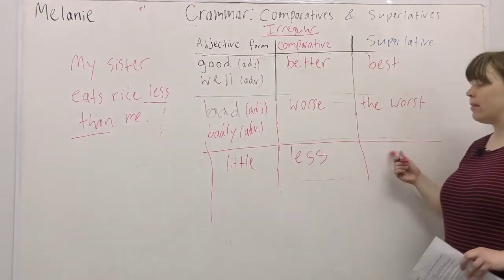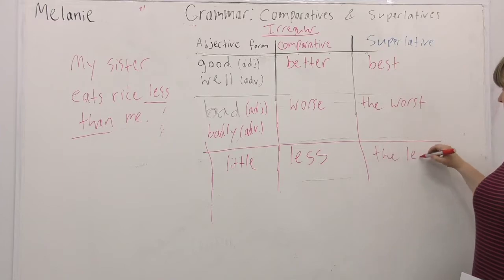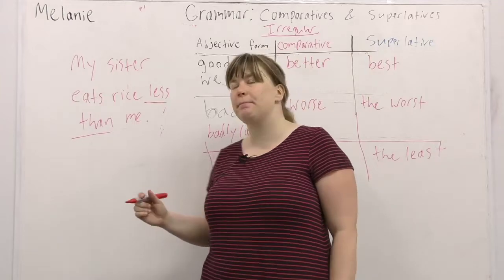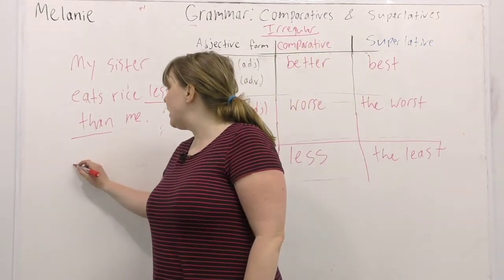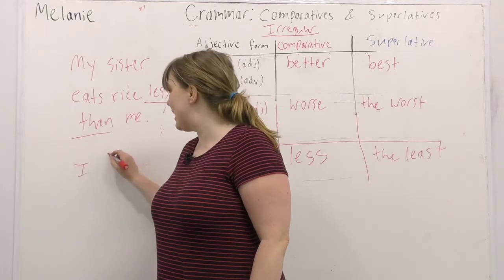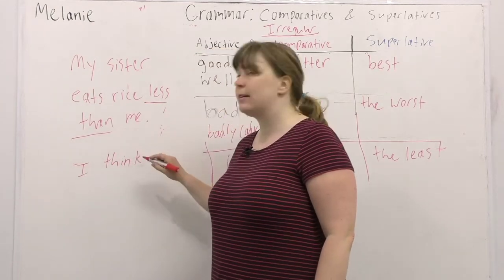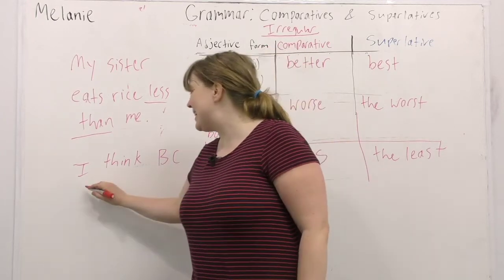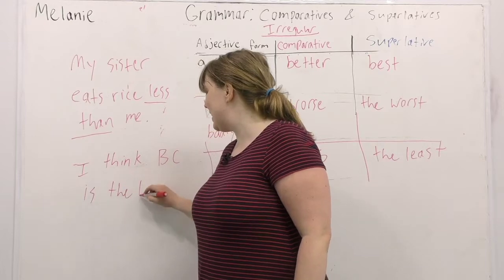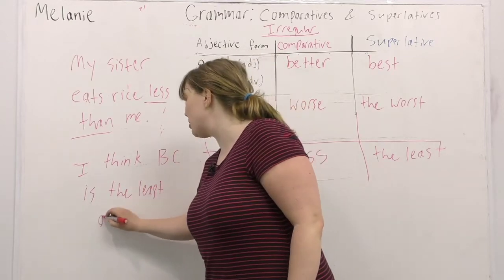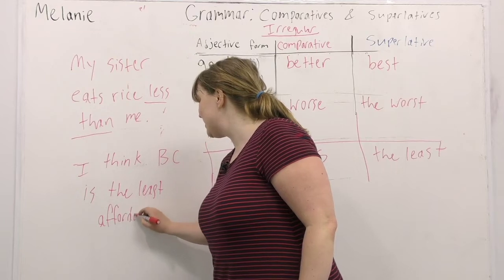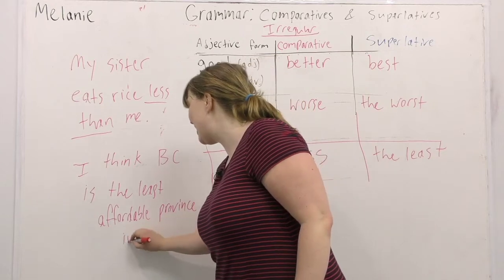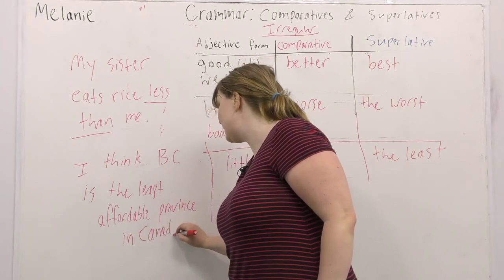Now, the least is what we say here. The least. Okay. Let's think of a good sentence. I think this is going to be a bit of a weird example. BC is the least affordable province in Canada, unfortunately.